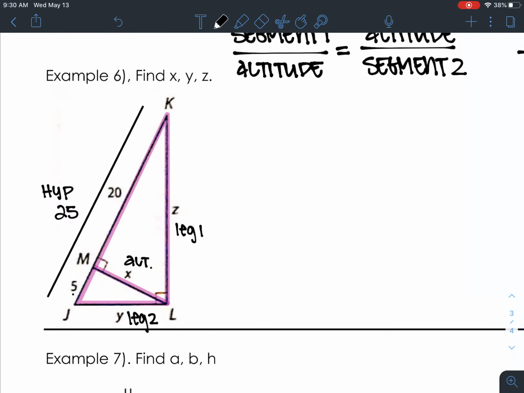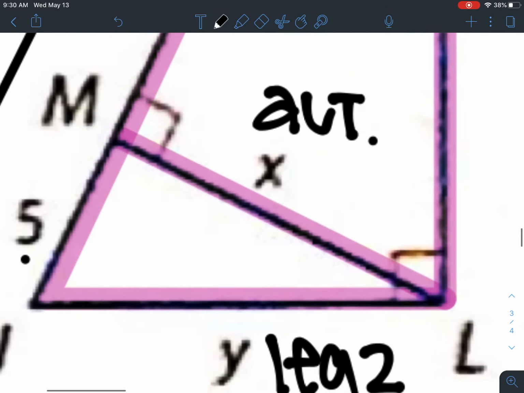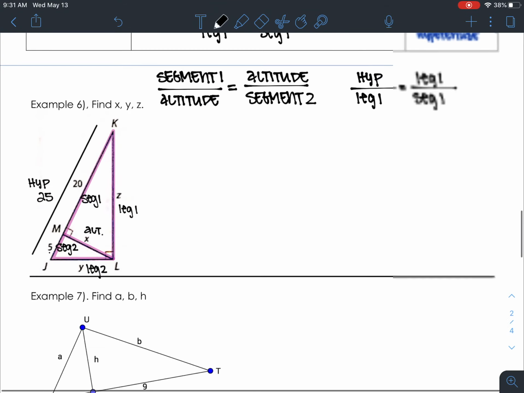But it is adjacent to leg 1, so the 20 is going to be our seg 1, which means that our 5 is seg 2, okay? So let's go ahead and start with finding x.